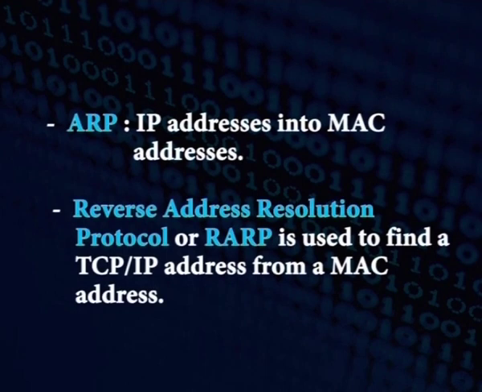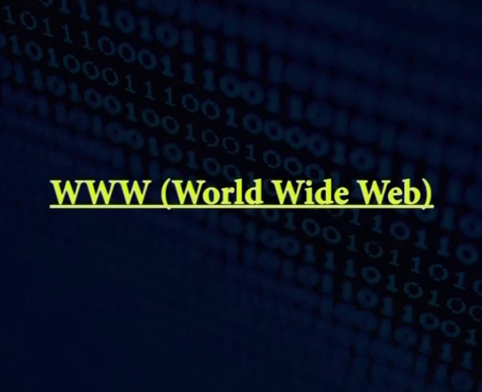So, we can summarize it in one line: ARP translates IP addresses into MAC addresses. The Reverse Address Resolution Protocol, or RARP, is used to find a TCP/IP address from a MAC address. Next thing we need to understand is WWW, that is World Wide Web.